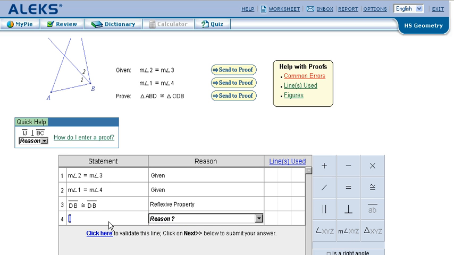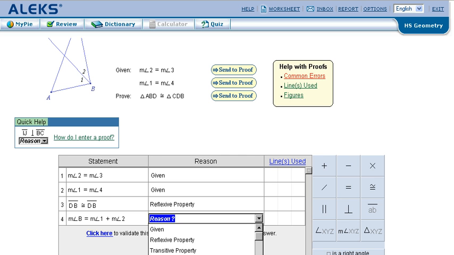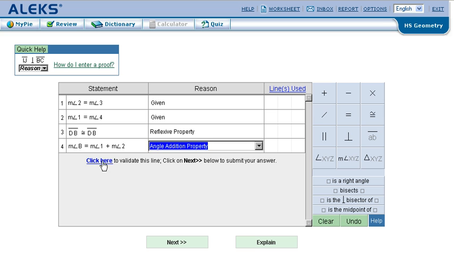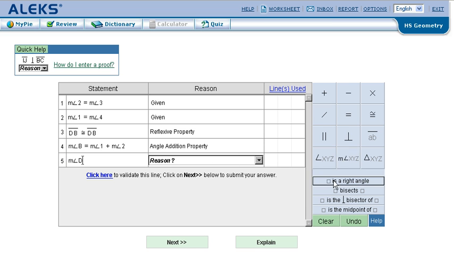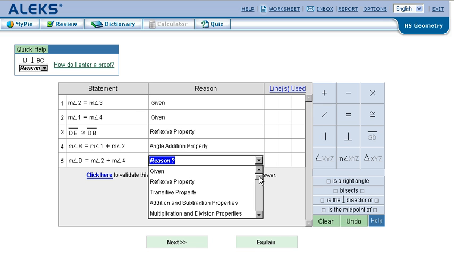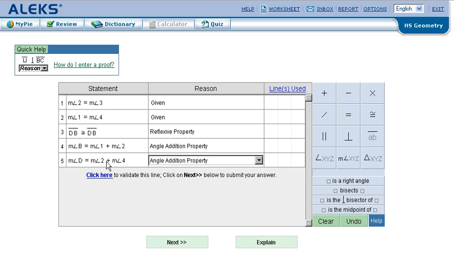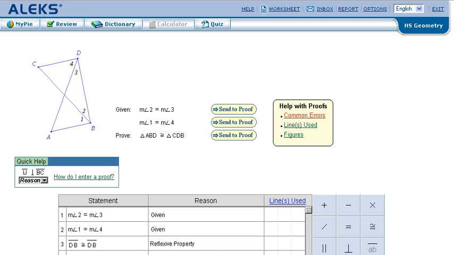Now we need to talk about angle B and angle D. The measure of angle B equals the measure of angle 1 plus the measure of angle 2. That's called the angle addition property. We also know that the measure of angle D equals the measure of angle 3 plus the measure of angle 4. Excuse me, 3 and 4. And the reason for that is also angle addition property. So we know that angle D equals angle 3 plus 4 and angle B equals angles 1 plus 2.